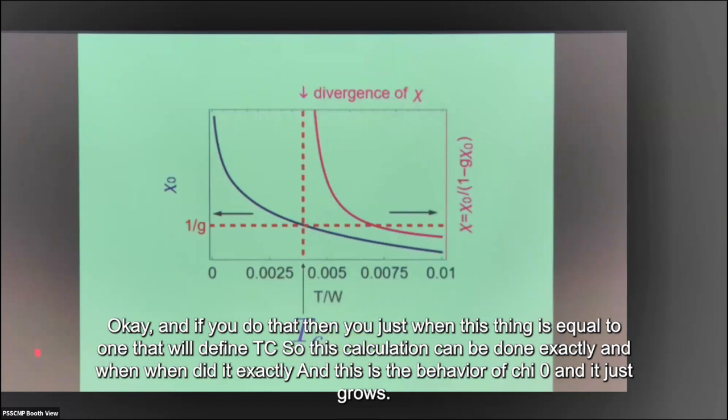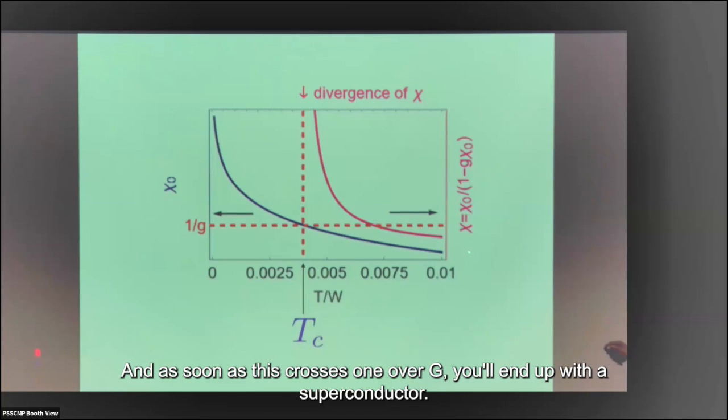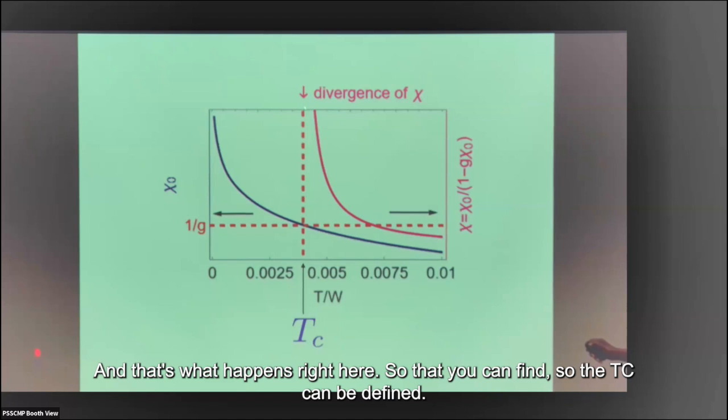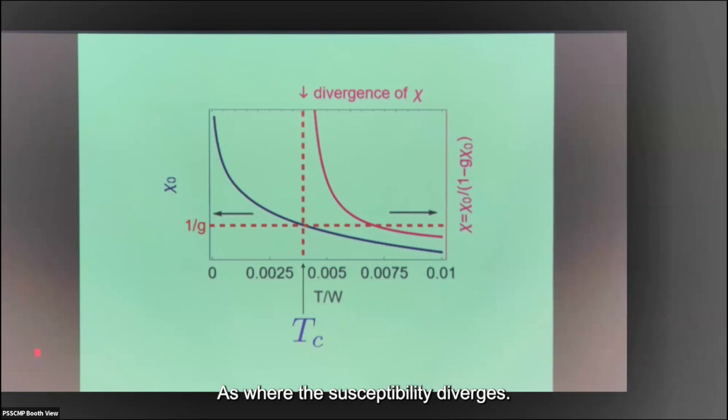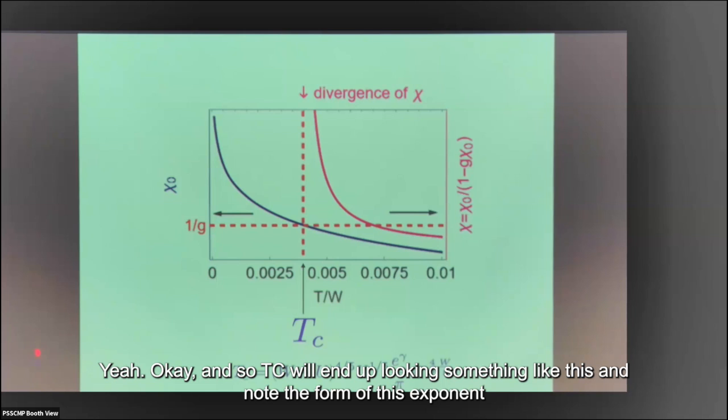So this calculation can be done exactly. Edwin Huang did it exactly. And this is the behavior of chi0, and it just grows. And once this crosses 1 over G, you'll end up with a superconductor. And that's what happens right here. So the TC can be defined as where the susceptibility diverges. Okay, and so TC will end up looking something like this, and note the form of this exponent.